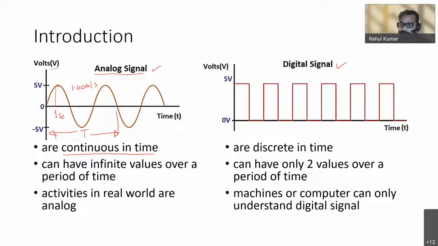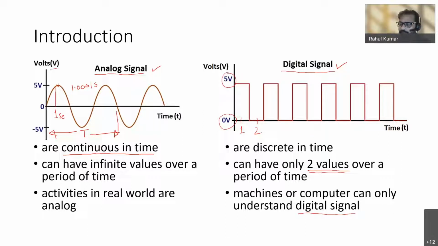On the other hand, you have digital signals. These digital signals are discrete in nature or discrete in time, and they can only have two values, right? At any point of time, they can have only two values. Either it would be 0 volts or it would be 5 volts. You cannot have any value between them or any other value, right? So all the machines, basically the computers, can understand these digital signals.